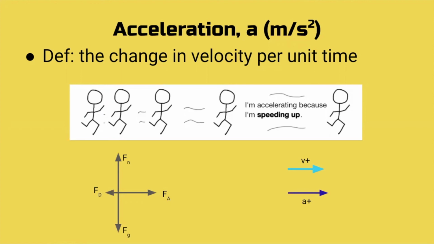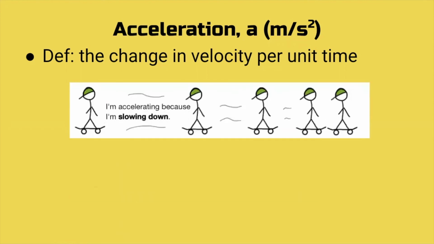So we could speed up. We could slow down. This might be something like the drag force takes over. It has more force to the left than the right. It's accelerating left, even though the velocity is to the right. So it's slowing down. Finally, the changing direction one.